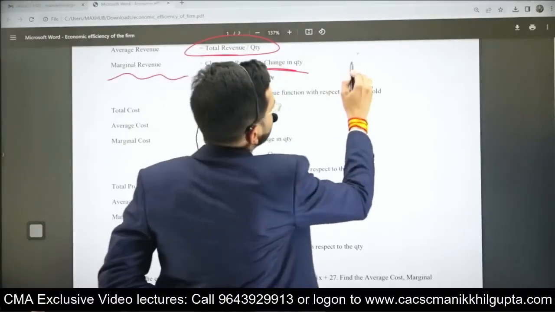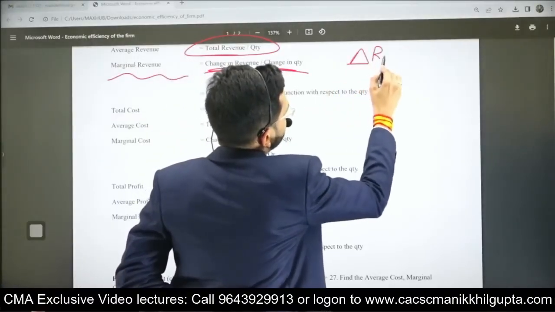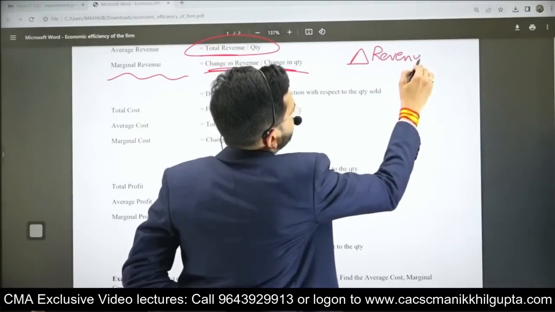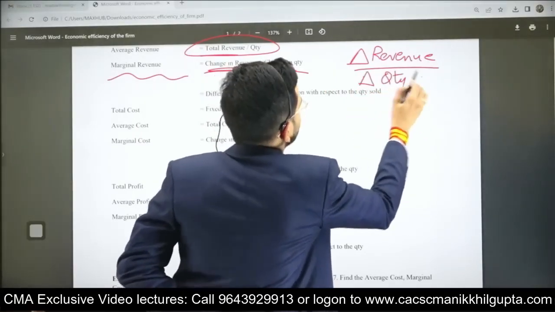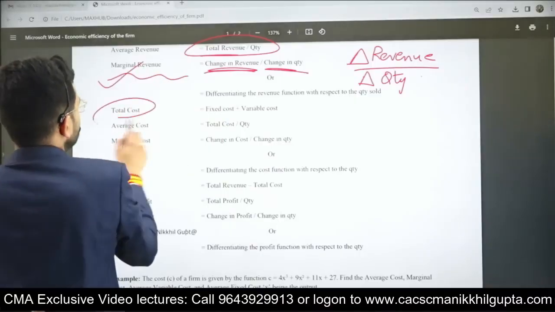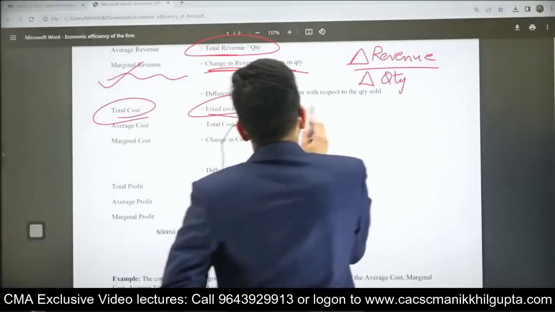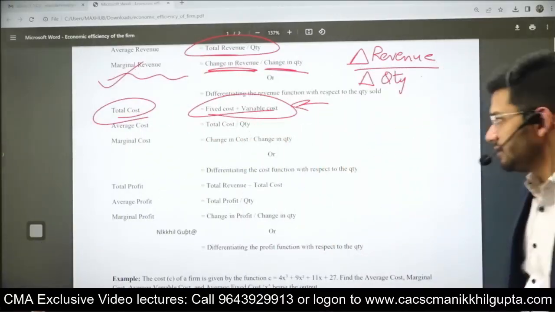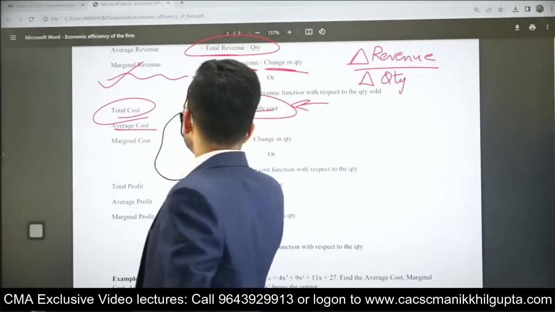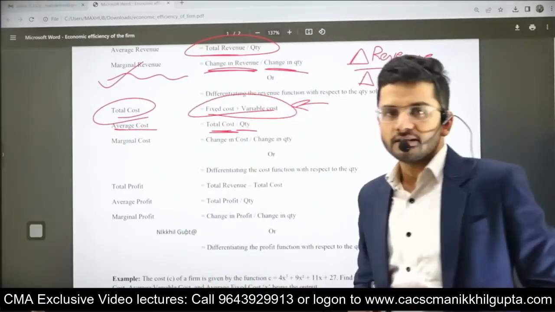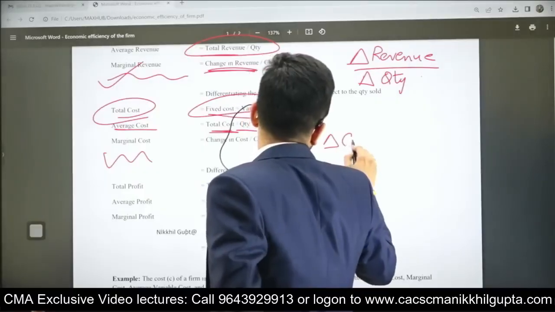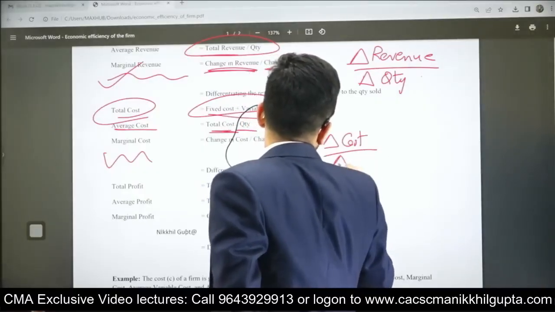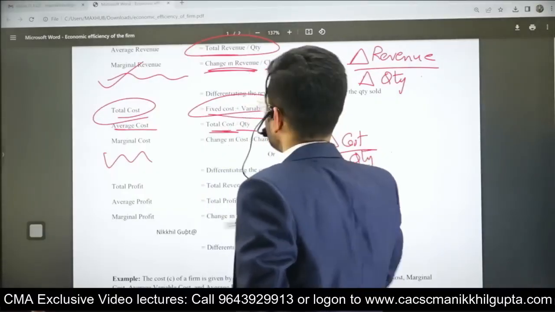If you remember, we used to use this sign, triangle, which represents change. So one unit change in revenue divided by one unit change in quantity, that is the marginal revenue. Then comes the total cost. Total cost is fixed cost plus variable cost. If we add both these costs together, we get the total cost. Average cost is total cost divided by quantity. Marginal cost is change in cost divided by change in quantity, so triangle cost divided by triangle quantity.